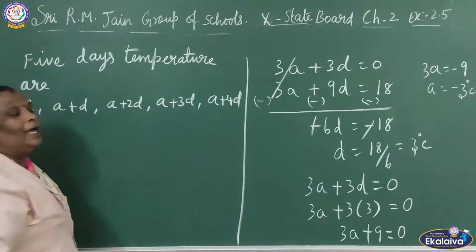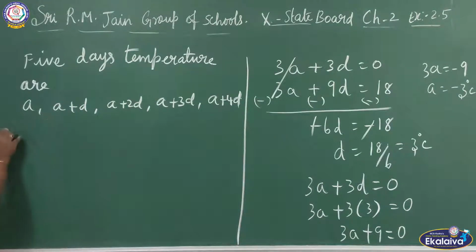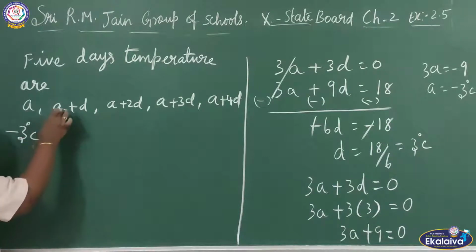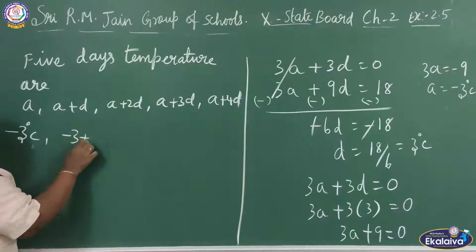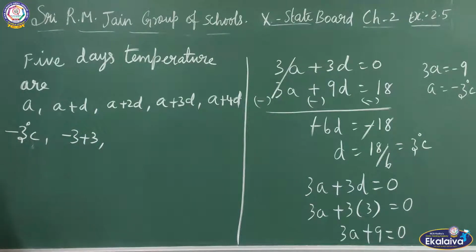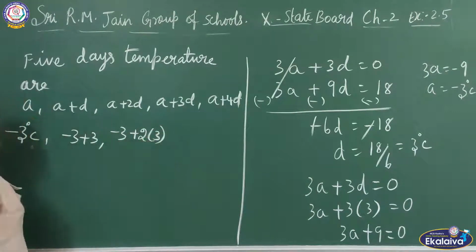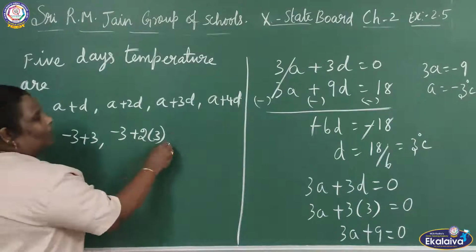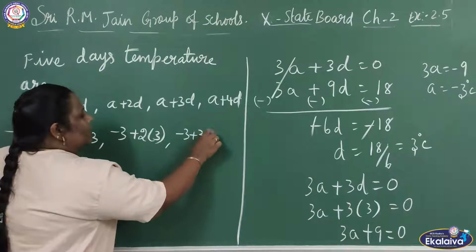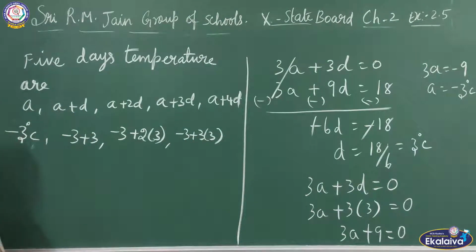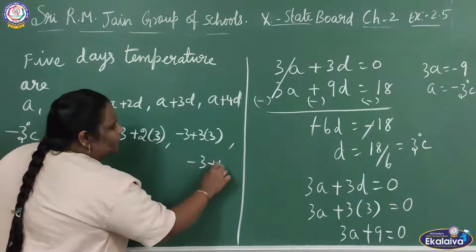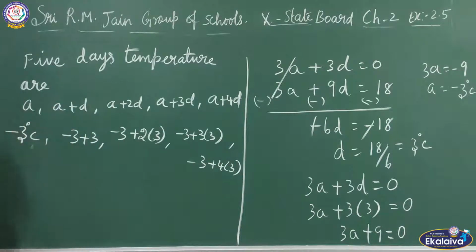You substitute the value here. A, what is the value? Minus 3. Minus 3 degree C. Here what is the value? Minus 3 plus 3. First I substitute the value and then I put the degree C. Here minus 3 plus 2 into 3. Here minus 3 plus 3 into 3. Here minus 3 plus 4 into 3. So what are the values? Minus 3. Minus 3 plus 3, 0.